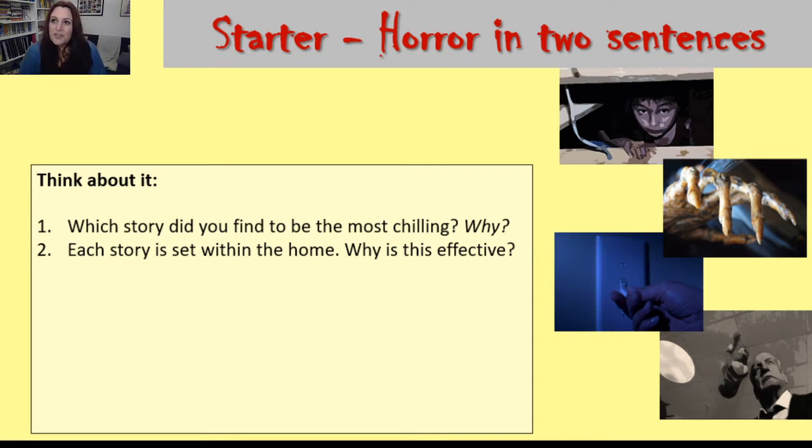I suppose you could think about the fact that home is meant to be our safe space, isn't it? Home is where we come to if we were scared. This is where we would run to. So actually, creating that sort of fear within our safe space makes it even more scary. And also, we're probably all sitting at home while we're reading these. So again, that's tapping into our fears of not feeling safe at home.